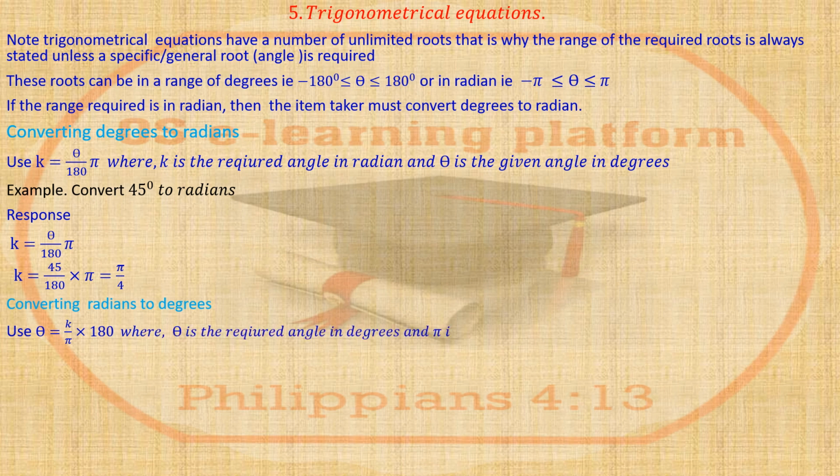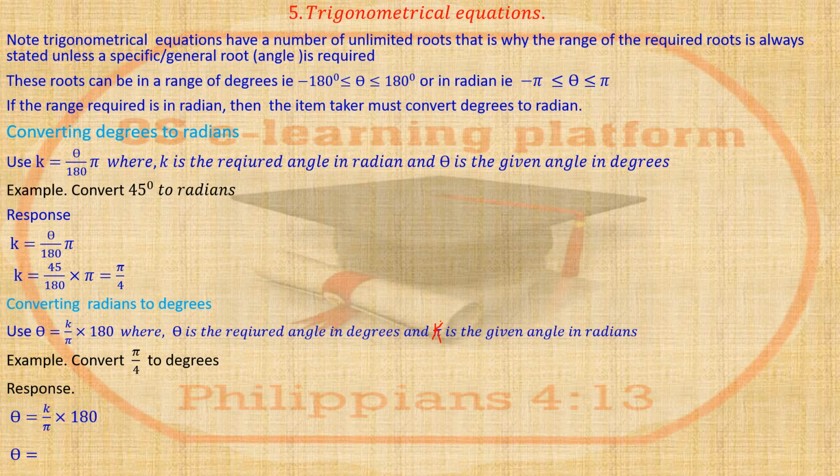Instead, I will use theta is equal to K over pi times 180, where theta is the required angle, and K is the given angle, but this given angle is in radians. So when I substitute, of course I'm converting pi over 4 to degrees, I get my angle as 45 degrees. Therefore, pi over 4 radian is equal to 45 degrees. I think that is very clear now.